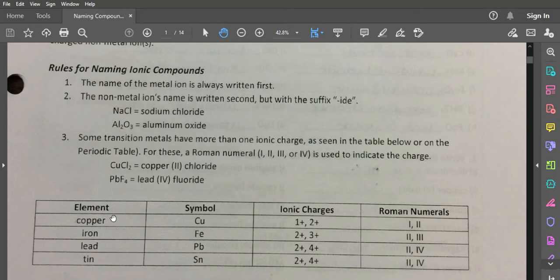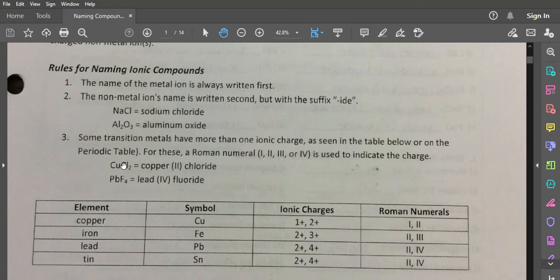When we're naming something that contains copper, we're going to have to somehow tell people if it's a copper with a 1+ charge or if it's a copper with a 2+ charge. So how we do that is we use Roman numerals. So if we used a copper with a 1+ charge, we'd use the Roman numeral 1. And if we had a 2+ charge, we use the Roman numeral 2, like 2 sticks. A 3+ is 3 sticks, and sometimes we'll have a charge of 4, and that's an IV, the Roman numeral for 4. So if that ever happens, it just goes in brackets right after the type of element that we're describing.